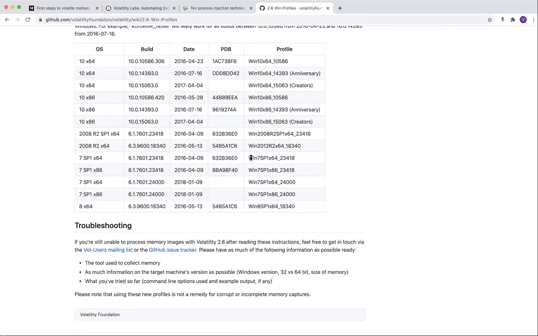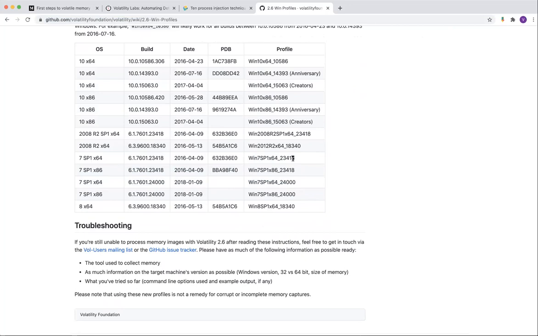Suppose for Windows 7, you can see that there's only SP1. There's always only SP1, nothing like SP2. It's just the numbers that are changing, like 23418, and you can also write just till here, and most of the time it will do your work. You don't have to write the full number. And it will be able to parse it. So Windows 7 is very easy.